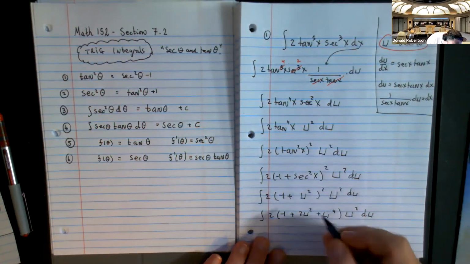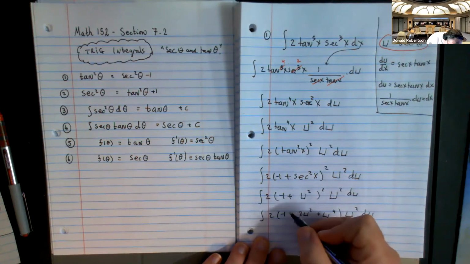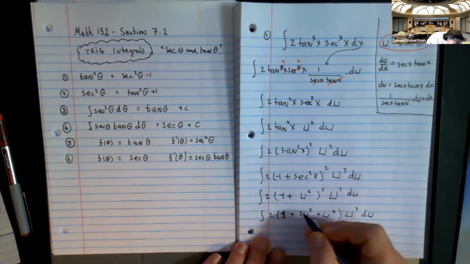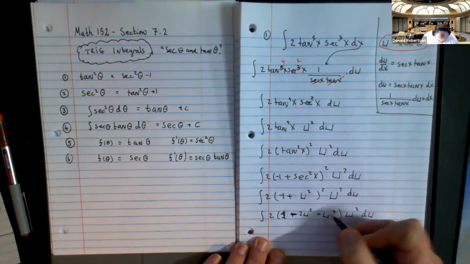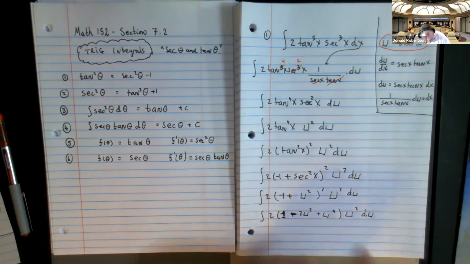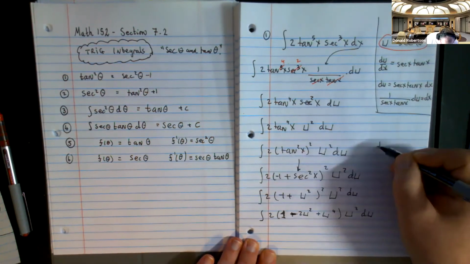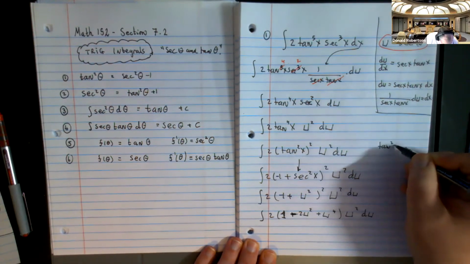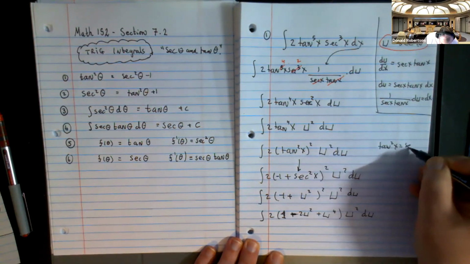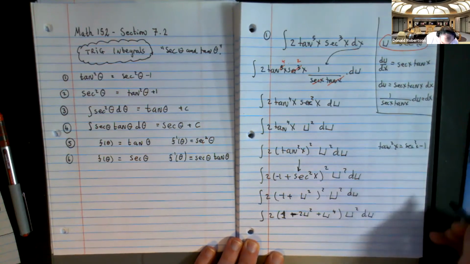So what's that going to get me? -1 plus that guy squared. That's going to get me 1 - 2 then plus u to the 4. Thanks. I made a mistake there. I should have used the tan squared, secant squared minus 1 guy.